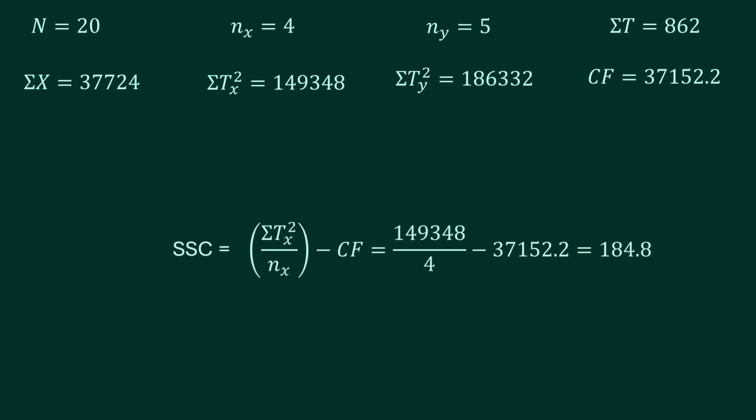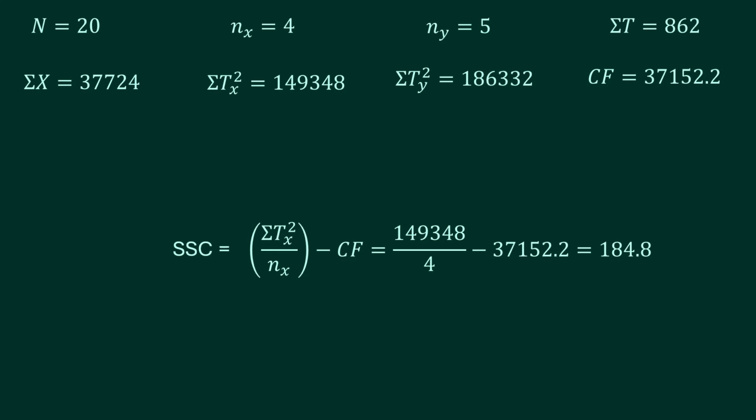Calculate sum of squares of column values, SSC. SSC equal to sigma tx squared by nx minus correction factor, 1,49,348 divided by 4 minus 37,152.2. On simplifying, we get 184.8.